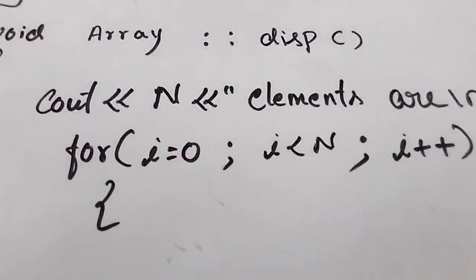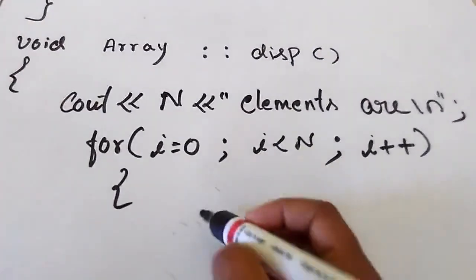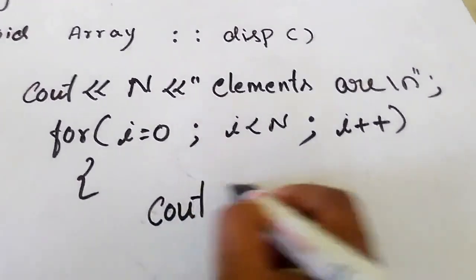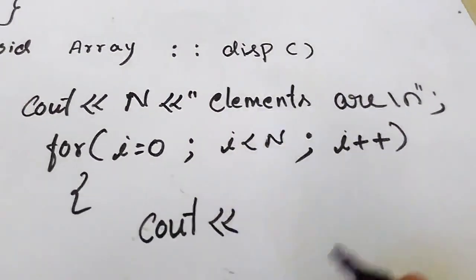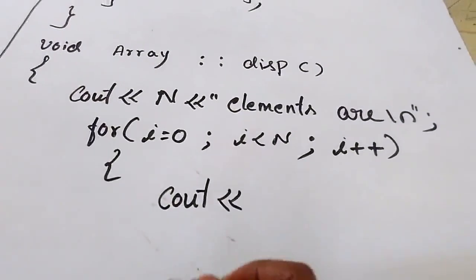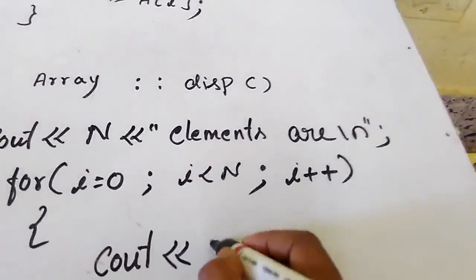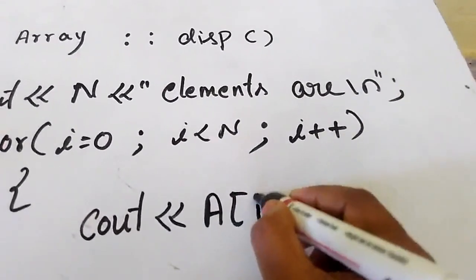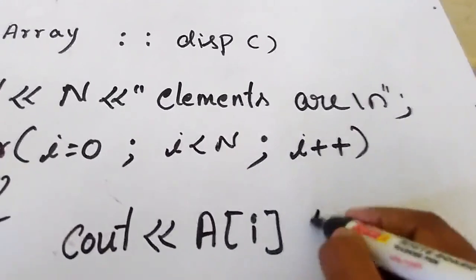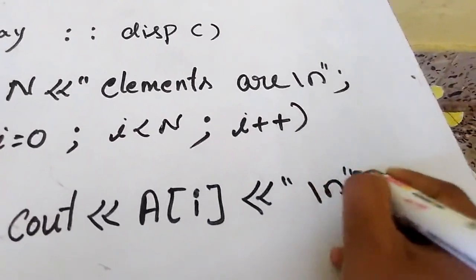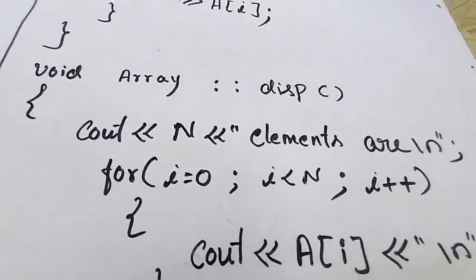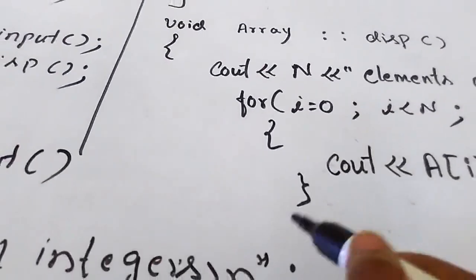Which statement do we have to write to display on the screen? cout statement, cout insertion. cout is the work to display a value on the screen. From where it has to display, we have to write now a of i. From here, a of i. Backslash n, one by one, no? That's why backslash n. For loop close and function close.